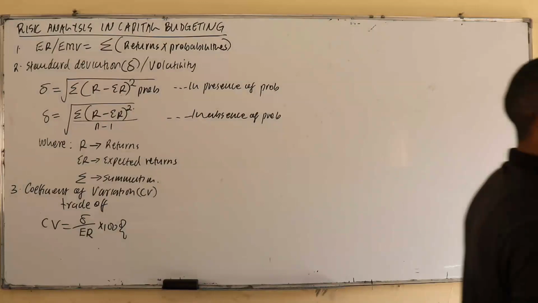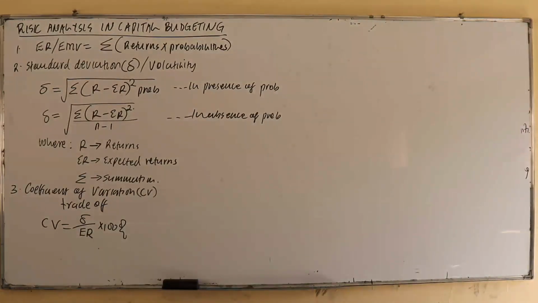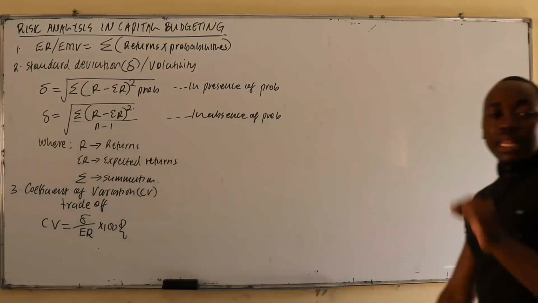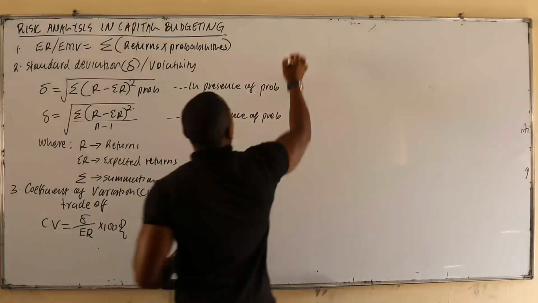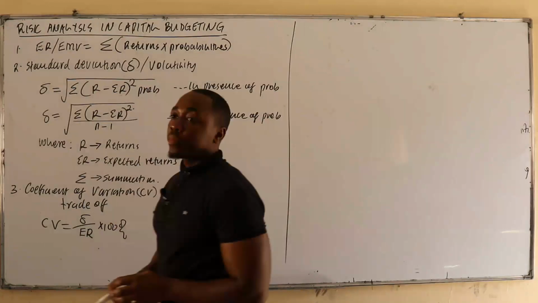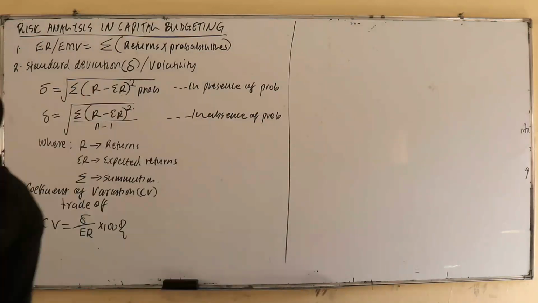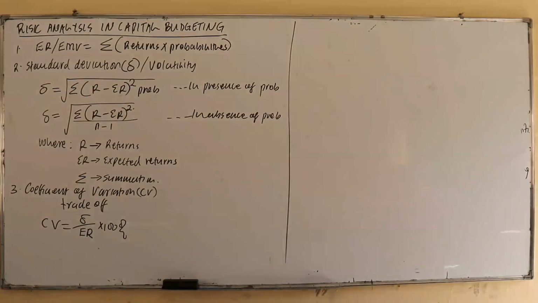CV shows the amount of risk taken in order to generate 1 unit of return, full stop. NB.